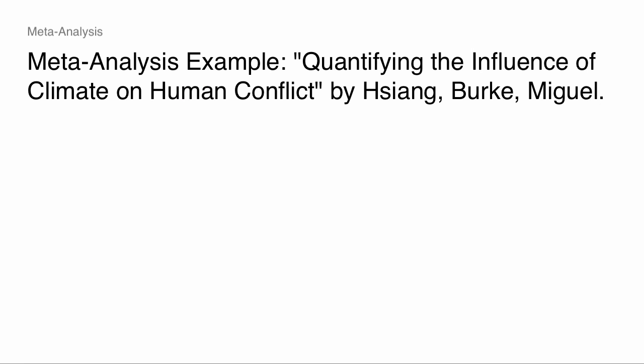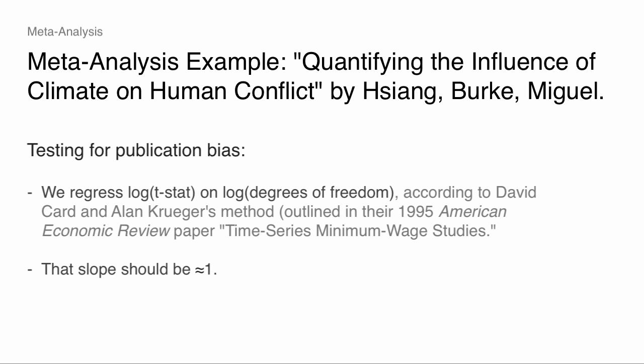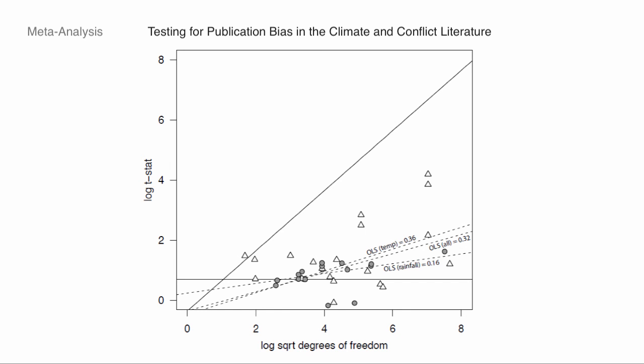So let me just get to publication bias. We're going to regress log of the t-stat on log of the degrees of freedom and try to get a sense of what that slope looks like. That slope should be 1. If the slope is 0 or negative, then we're really concerned. The overall slope here is 0.32. It's positive, it's significant, but it's not 1.